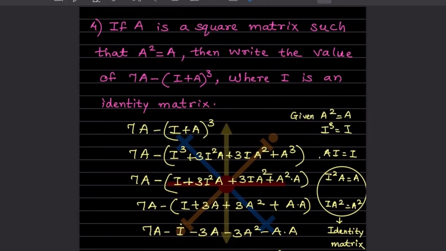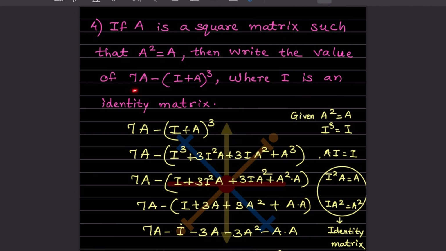If A is a square matrix such that A square is equal to A, then write the value of 7A minus I plus A cube, where I is an identity matrix. And see here, these all are past year questions, and this topic has more weightage, so you can see many questions in your paper from this topic called matrices.